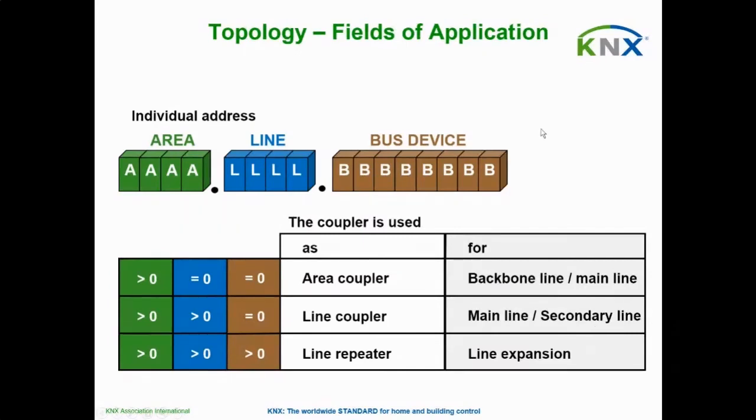As I said before, we have area, line, bus device. Each device, and we say this all the time in training, we say this 100 times and hope people remember it, is a 4-bit, 4-bit, and 8-bit number. So it gives us a maximum of 15, 15, 255. You can see for an area coupler, the device address is going to be 100. For a line coupler, it's going to be area 1, line 1, device 0. So it'll be 110, 120, 130, etc. And for a line repeater, it's any non-zero address that's freely available. Just remember, unique addresses are what you need.